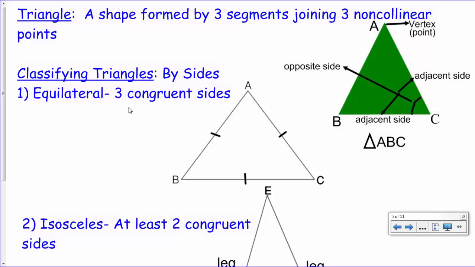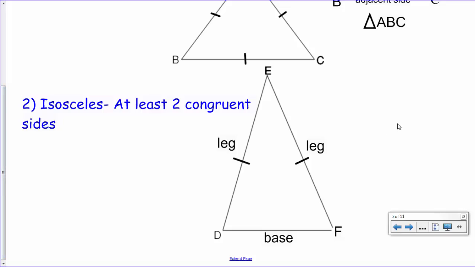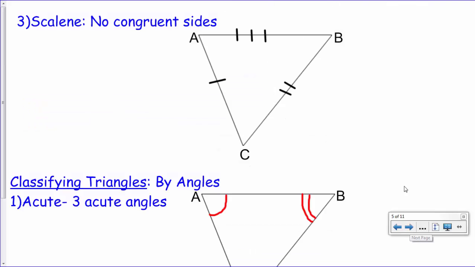We classify triangles in two different ways. First, by sides. We have equilateral, which has three congruent sides. Isosceles, which is defined in geometry as having at least two congruent sides. The parts of the isosceles triangle are the legs, which are the congruent sides. You can see by the markings that they're marked congruent. And then the other side that's not necessarily congruent is called the base of the isosceles triangle.